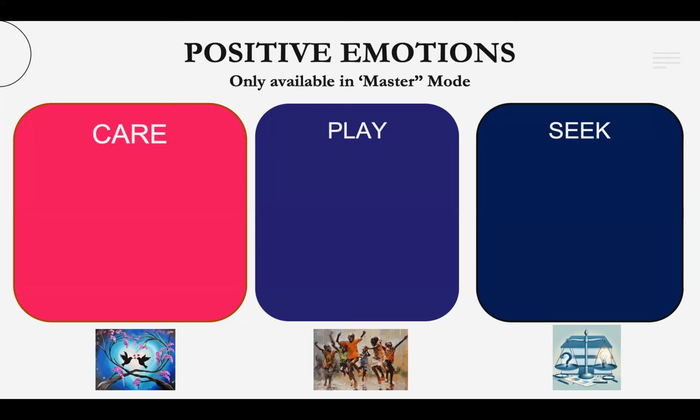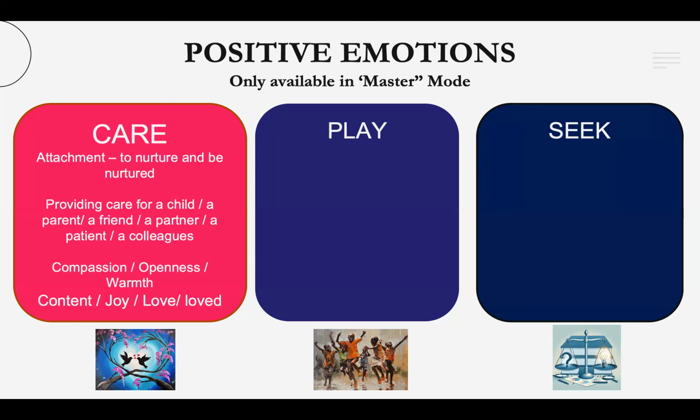The first one is care. I think that one is very well known. And obviously that's oxytocin driven. And this is any time when we feel nurturing and caring toward somebody else. So it could be nurturing for a child or a parent, then it's sort of hierarchical, but also you're nurturing of a friend, you're nurturing of a colleague, you're nurturing of a patient that you are caring for.